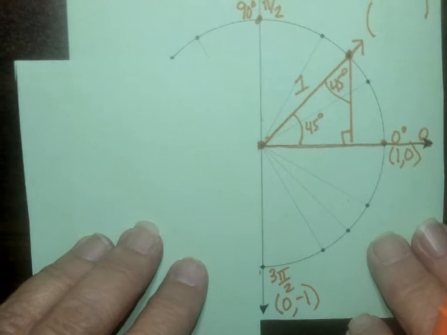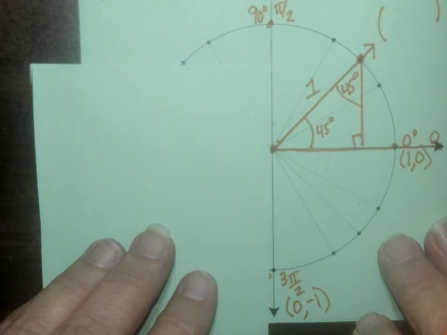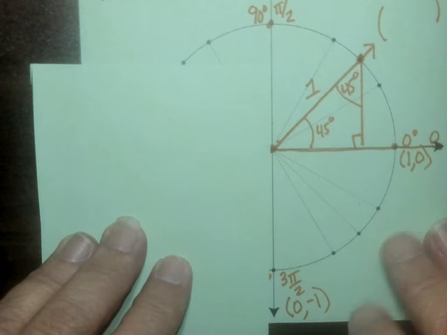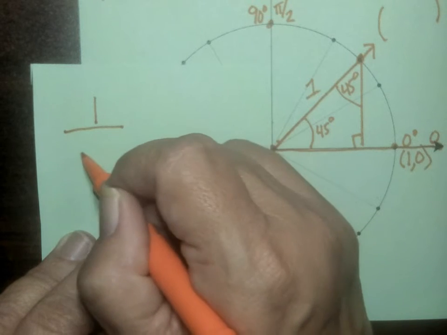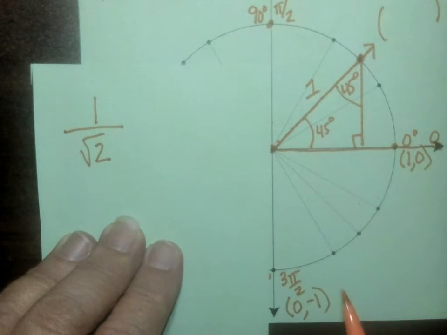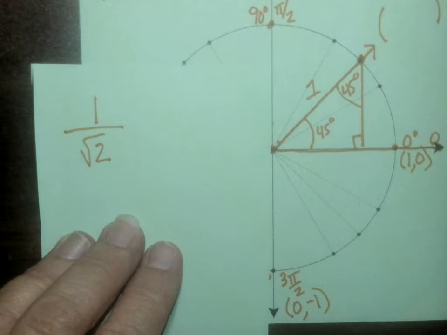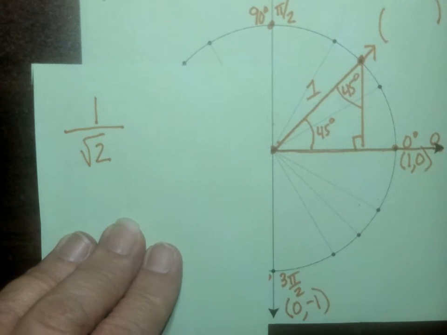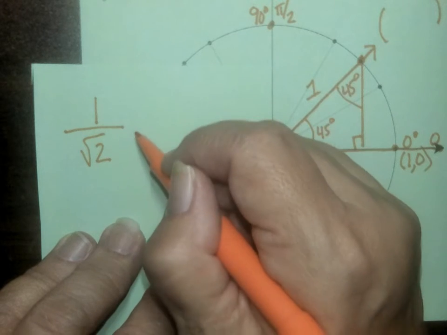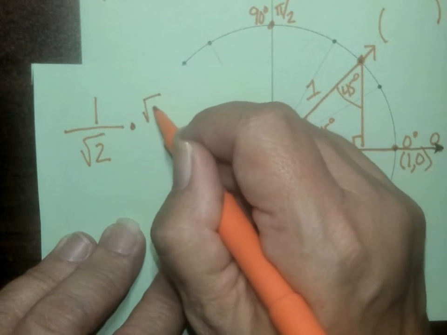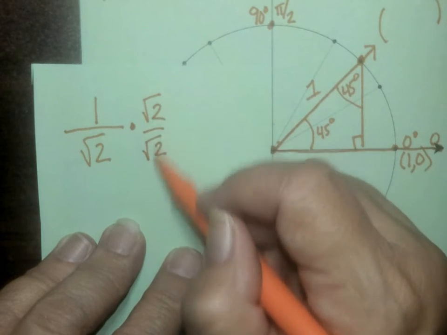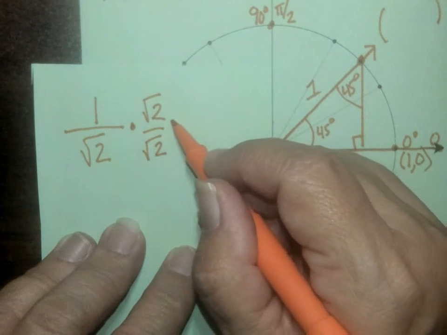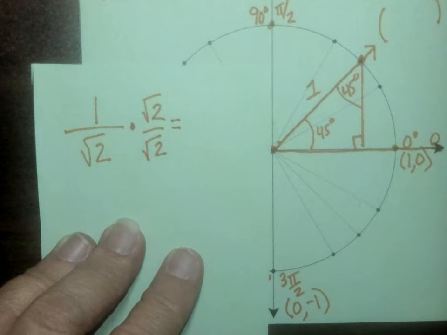I'm going to do this on a separate little sheet of paper. You can see exactly what I'm doing, and you might want to write this in your notes notebook as to how we got it. So this leg is going to be 1 divided by the square root of 2, because we're going from hypotenuse to leg. But we're not going to leave the answer like that. We have to rationalize our denominator. So we're going to multiply by square root of 2 over square root of 2. This is the number 1. Multiply by 1, you don't change the value. 1 is the multiplicative identity.